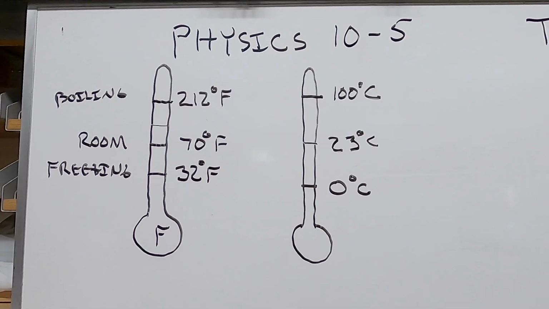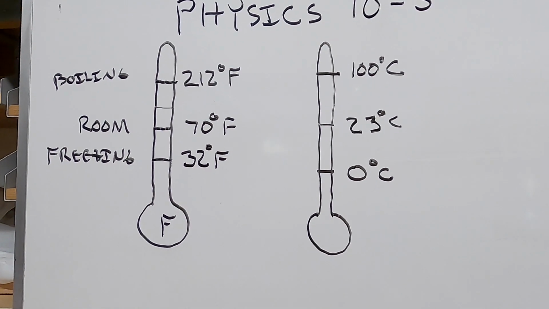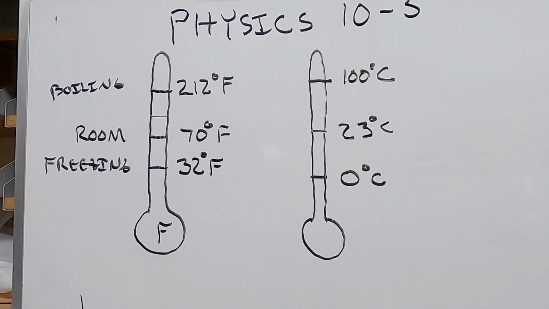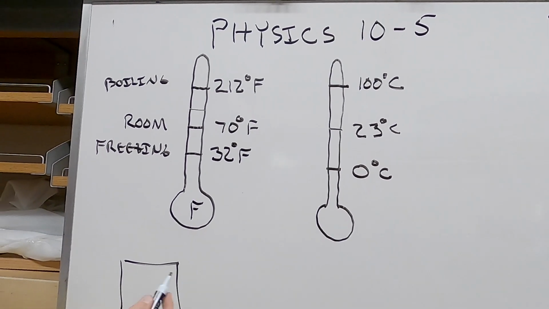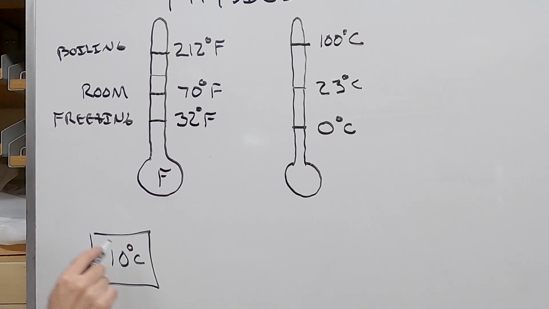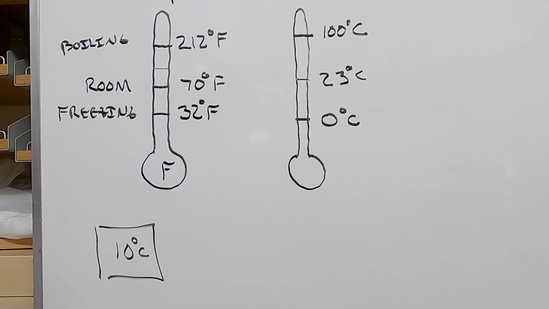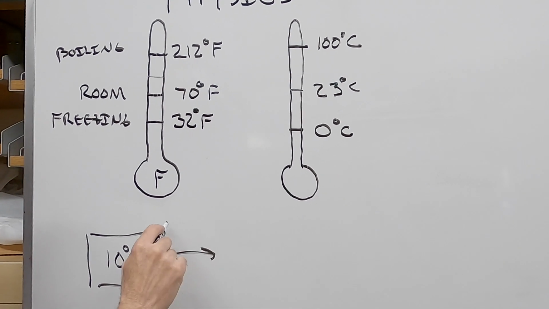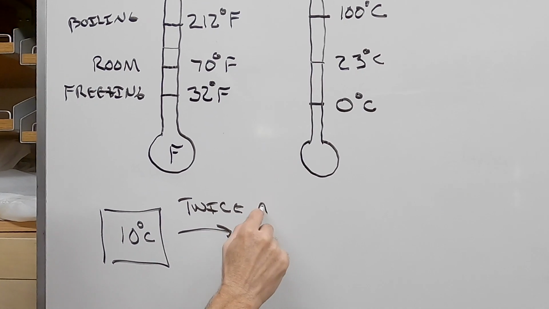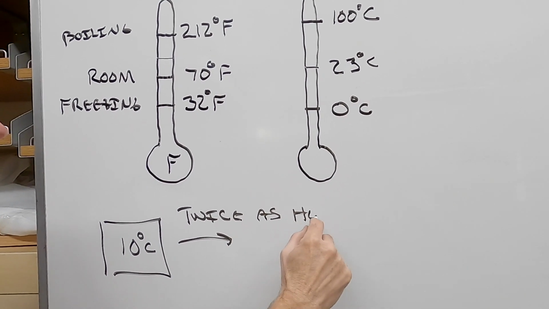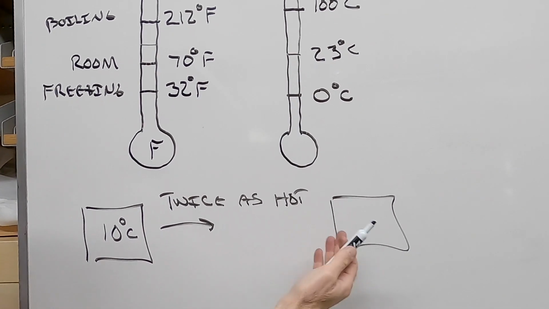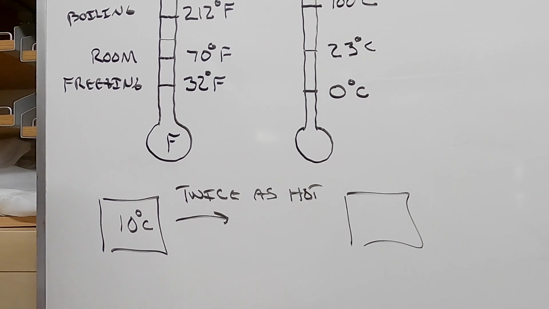Well, suppose we have these two scales. Let's say I have an object, I don't know, it can be a block of some material, steel or something. And let's just say it's 10 degrees Celsius right here. Now let's make it twice as hot. What is the temperature here? Is it 20 degrees or is it something else?